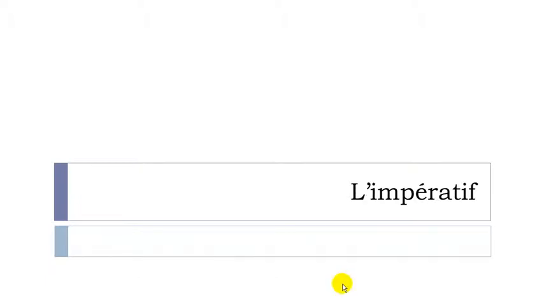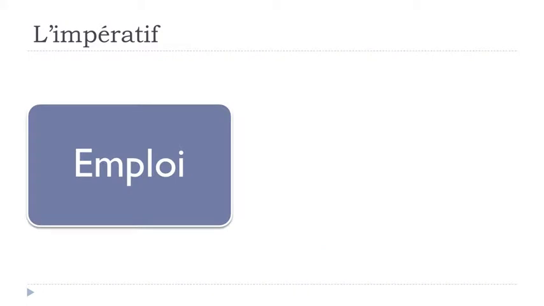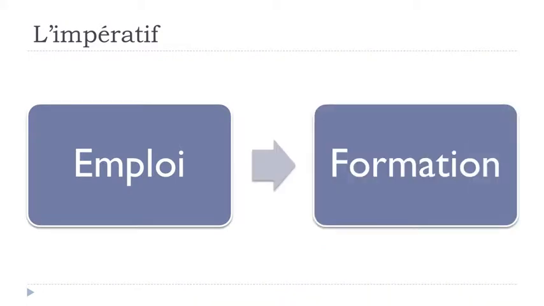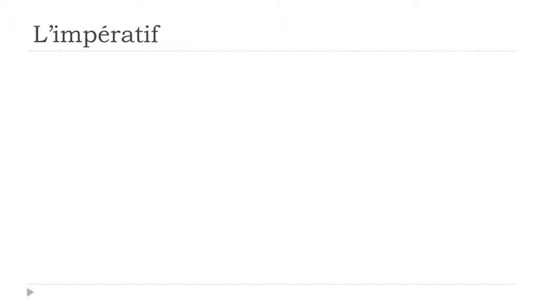In this lesson we'll discover together l'impératif. As usual when we see a tense, we first work on l'emploi, so when do we use it, and then after that we'll see la formation, so how do we construct this impératif form. But first, of course, l'emploi. So when do we use the impératif? Well, it's quite simple. We've got three main uses of l'impératif.